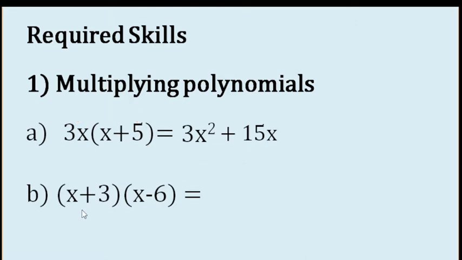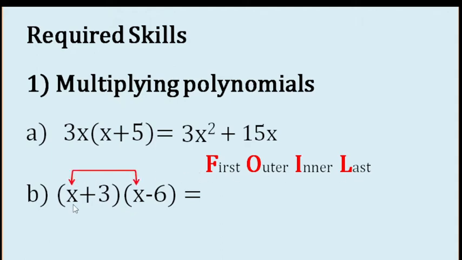Now if we are going to multiply two binomials, we can actually use the FOIL method, where F stands for first terms, O stands for outer terms, I stands for inner terms, and L stands for last terms. Here we will multiply the first terms.